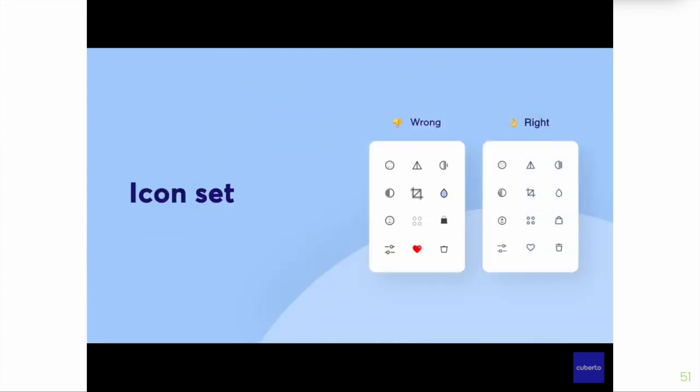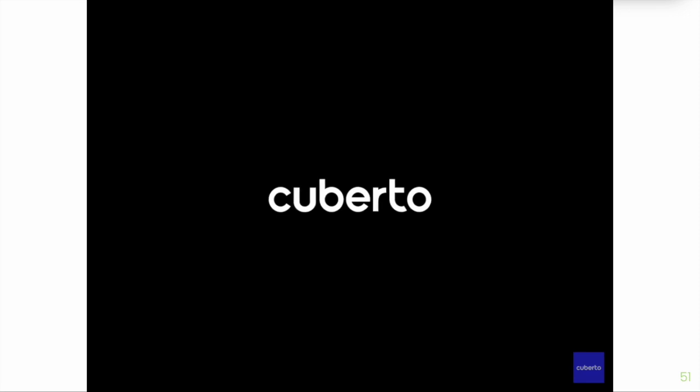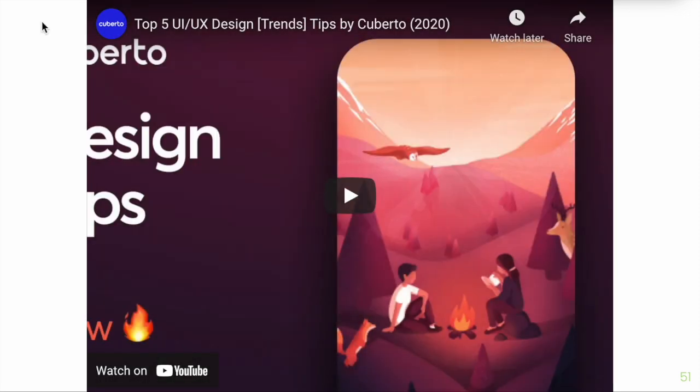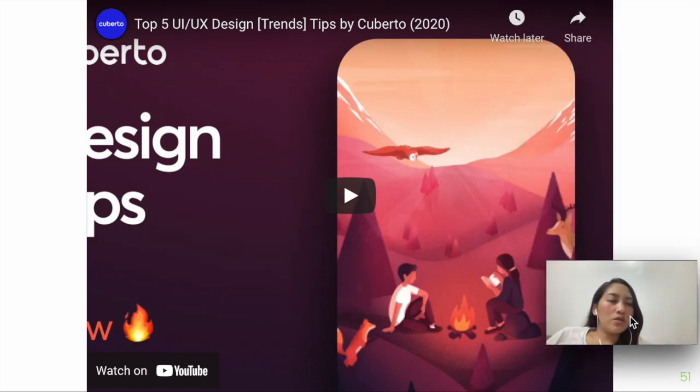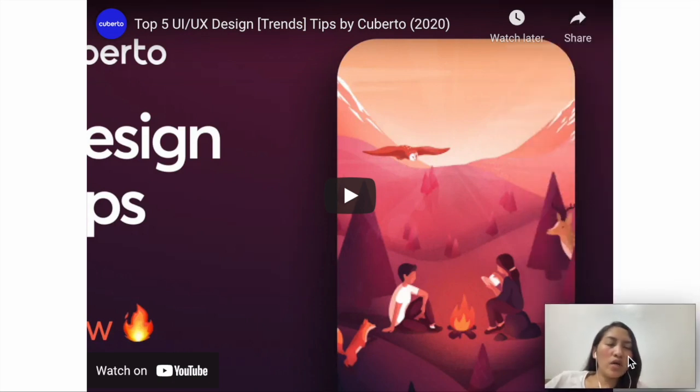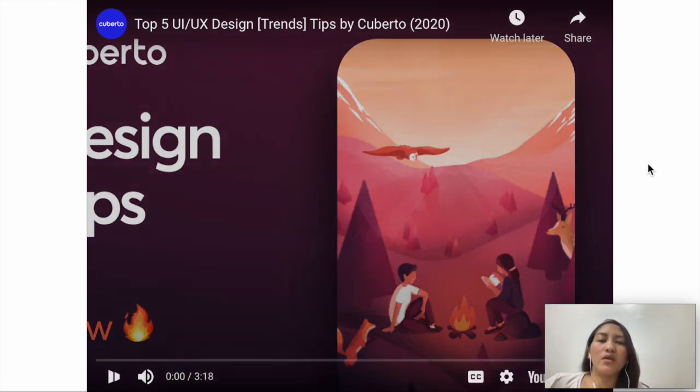But one thing remains unchanged: the compliance with a uniform style of icons within a given set. Designers don't always pay attention to this and make icons in mixed styles, adjusting them to the environment where they will be displayed. So there you have watched the several UI or UX design tips by Cuberto.